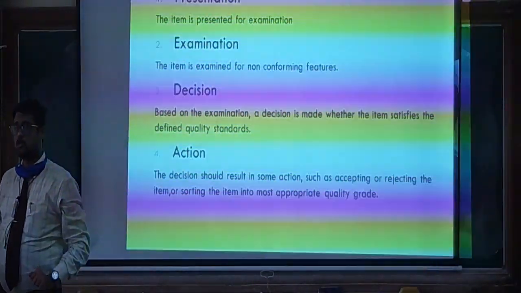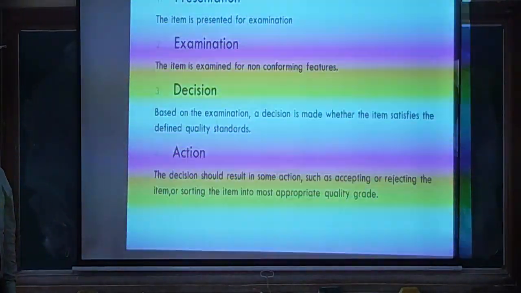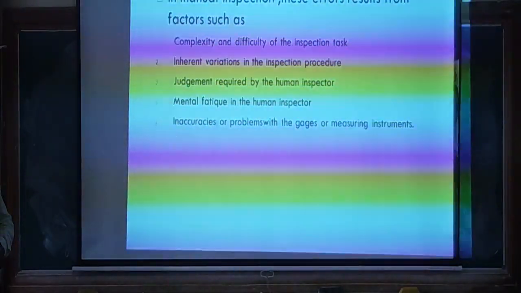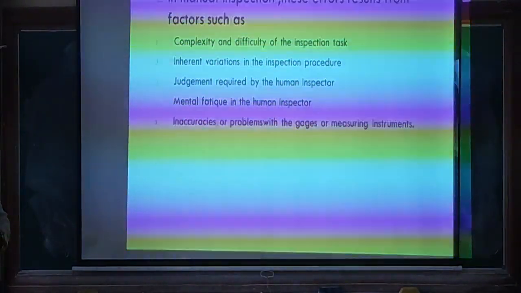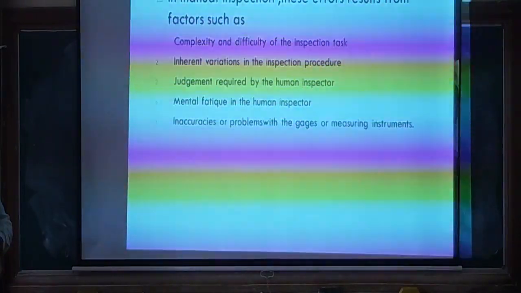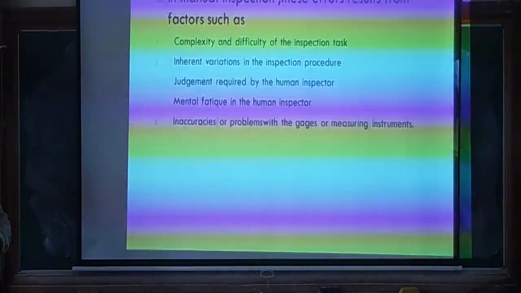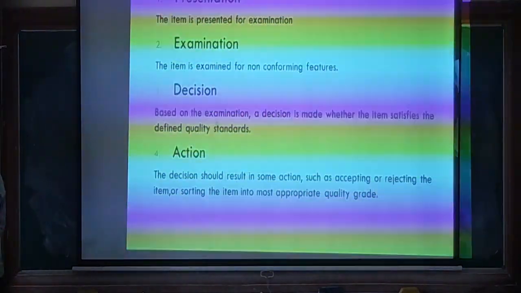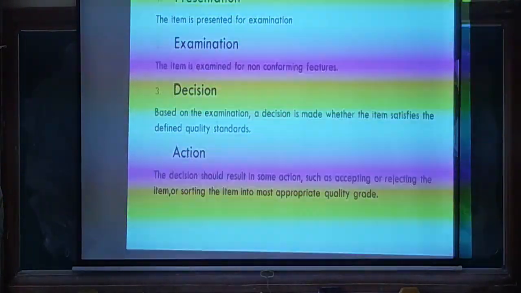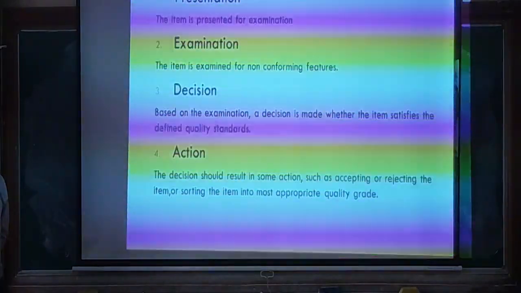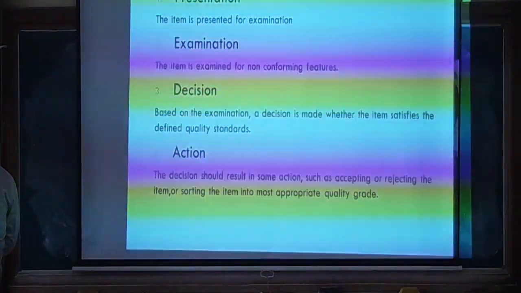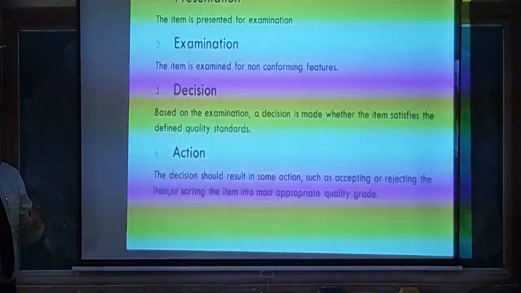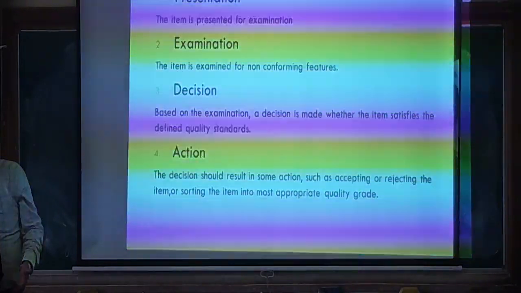So to check the type 1 for the inspection, the difficulty we are facing in manual inspection is the inherent variations in the inspection procedures. Then we go for the presentation and then the decisions. Once the part is kept perfectly, then how you are going to examine. If it is not kept perfectly, it will give errors.